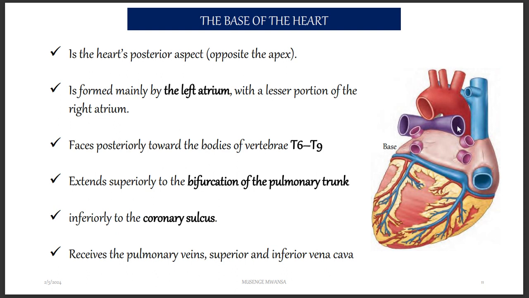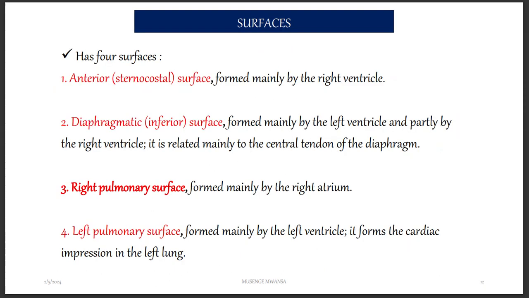Inferior to where there is a bifurcation of this trunk, you have the coronary sinus, which is going to receive blood from coronary veins.